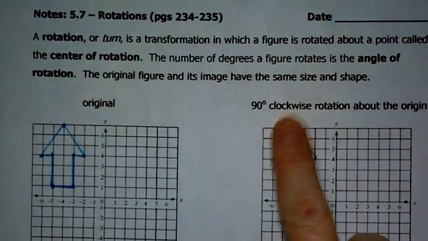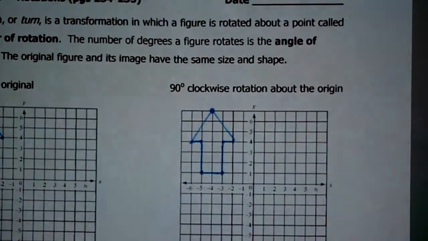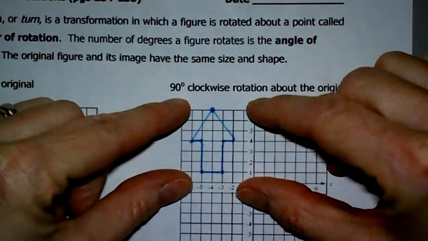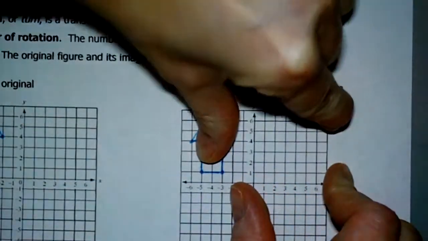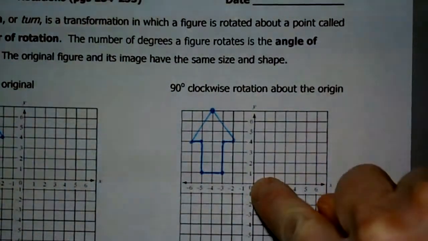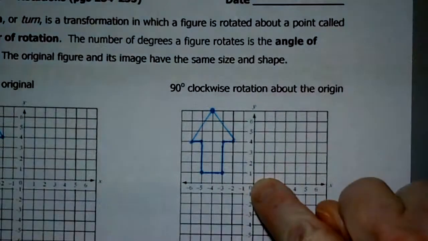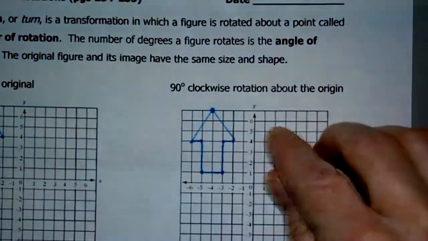Okay, so if we want a 90-degree clockwise rotation around the origin, that means basically that I'm taking this quadrant and moving it around into this quadrant. The only point that's holding still is this 0, 0. So when you take your arrow, it's going to end up pointing that way.